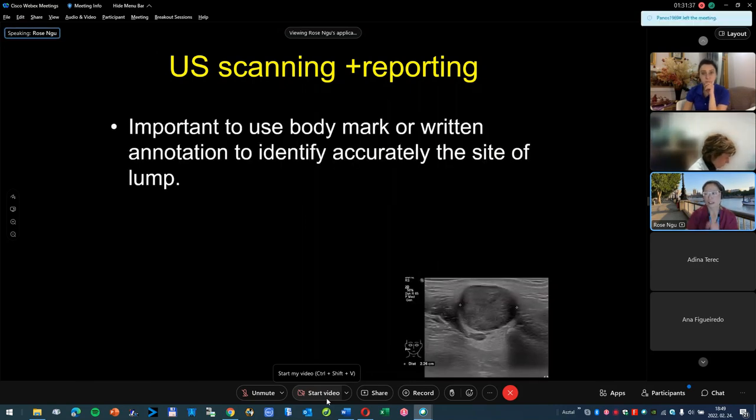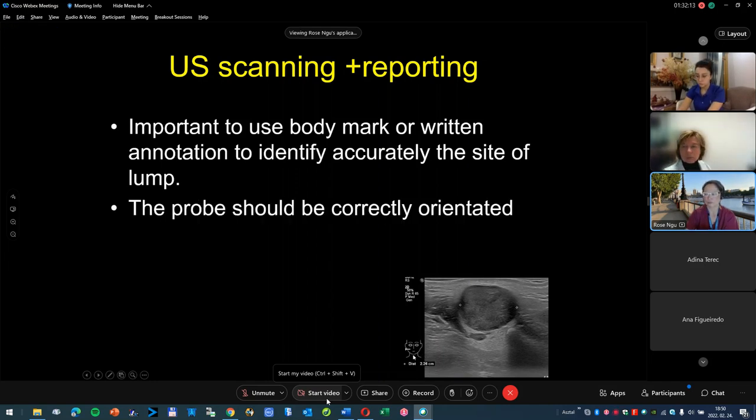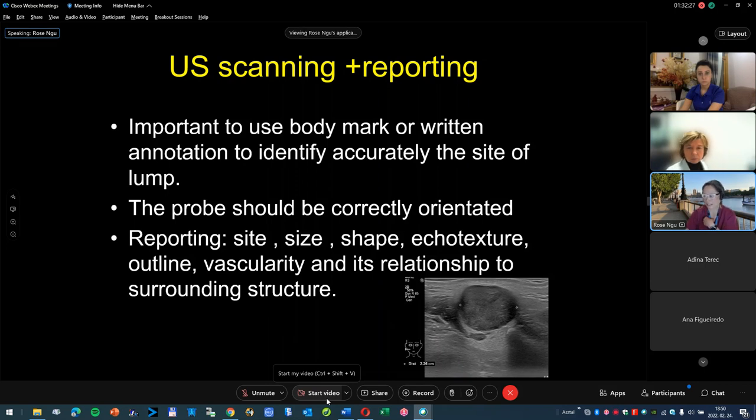When it comes to reporting, it's so important that, as you can see here on this diagram, I use a body mark. You can write an annotation down. No matter how you do it, make sure you do it. Make sure you show the clinician exactly where you found the lump. It's really important, especially when it comes to lymph nodes. As Lawrence has shown you, they use a map. They draw it on a map. For us here, we tend to look through images, and we go by the annotation and the body mark. Always remember, the probe must be correctly orientated, because if not, your right will become your left will become your right, and everybody gets confused, and the surgeons will not be able to find the node that you suggested exists.